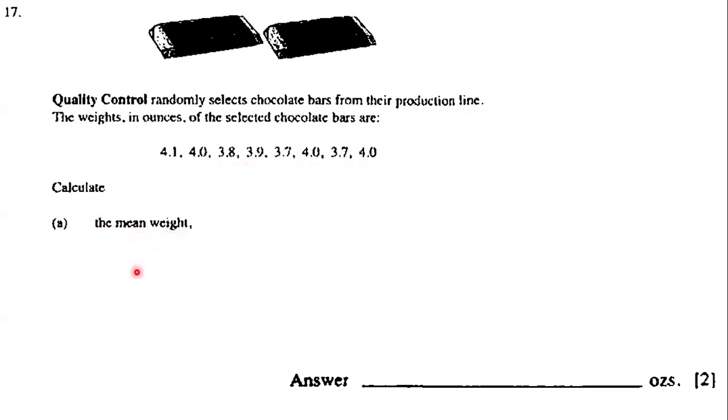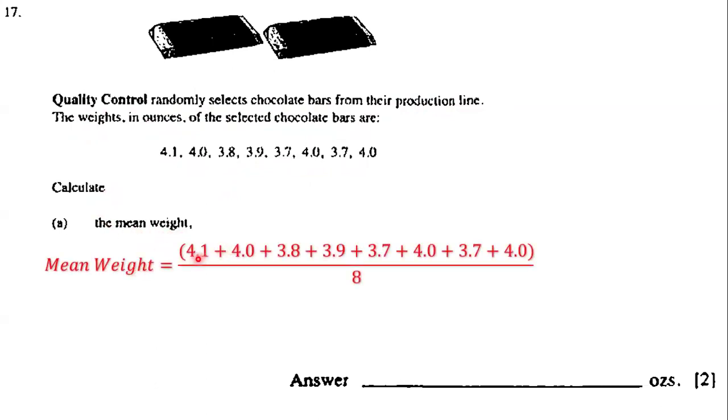Now, the mean is the average. So we're going to add up all of the weights and then divide it by the number of weights that we have. How many weights do we have? 1, 2, 3, 4, 5, 6, 7, 8. We have 8 weights. And so we're going to add up all of these data values or data points or numbers, and then we are going to divide it by 8.